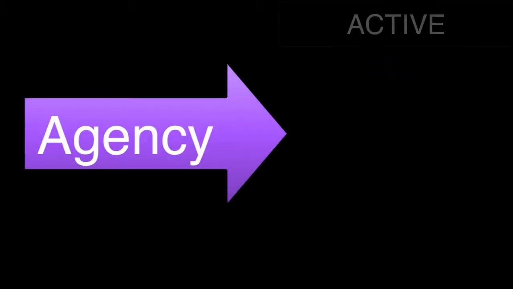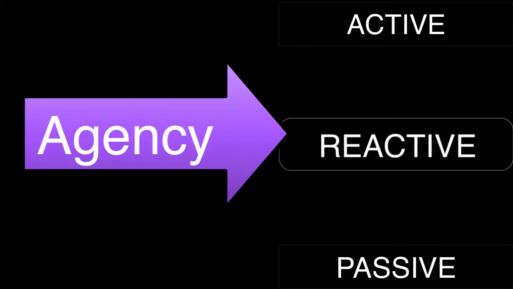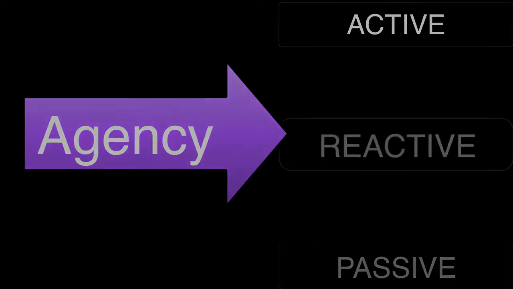A situation is active when a person creates or selects their own intentional world, and reactive when others create or select an intentional world for the person, or passive when a person finds him or herself in an intentional world created by others, for others or themselves.